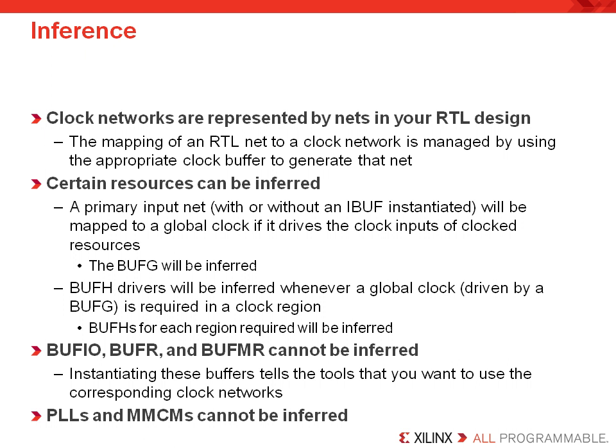PLLs and DCMs can only be inferred for the most simple distribution of a global clock signal. Things like multiplication, division, phase shifting, etc. require direct instantiation of the DCM or PLL in your HDL code. For this reason, we recommend that you instantiate your clocking resources, and that's all of them, with the help of the architecture wizard or the core generator, which is designed to help you customize these resources.